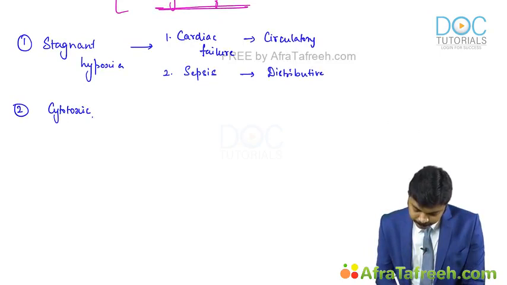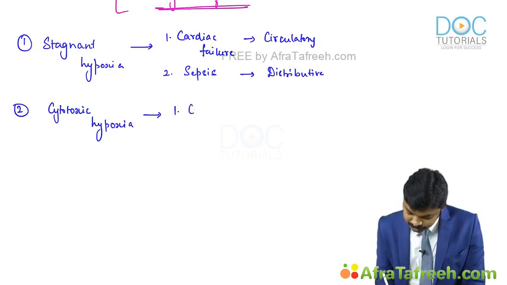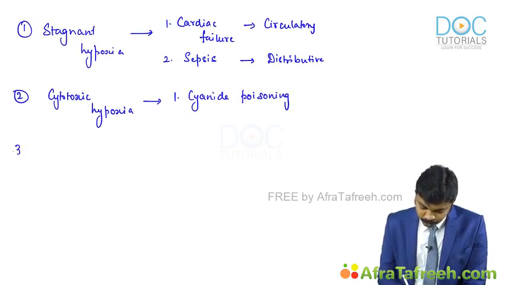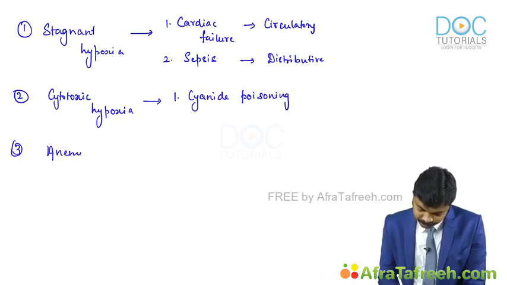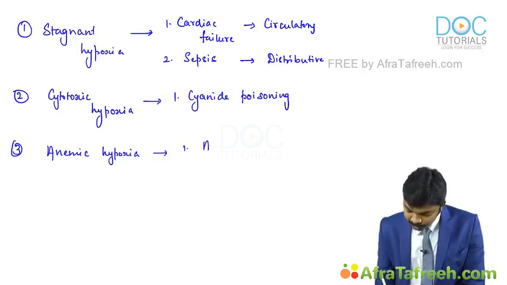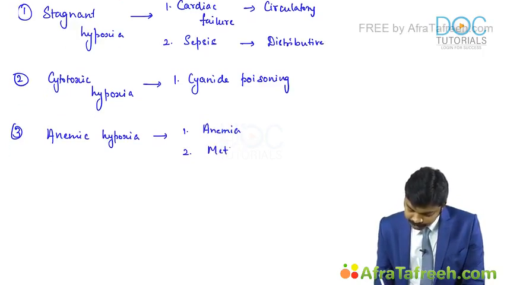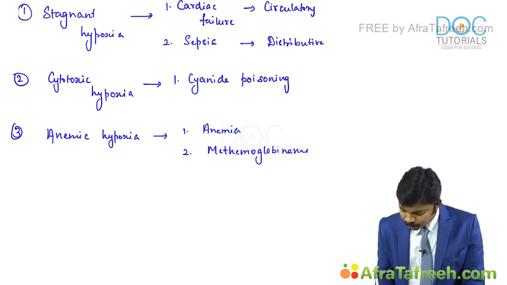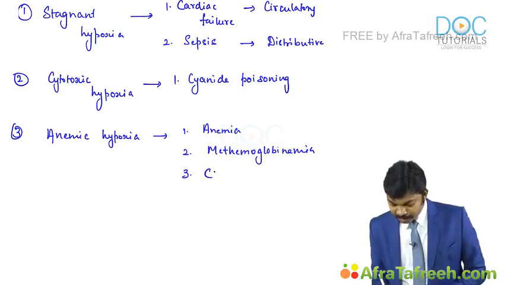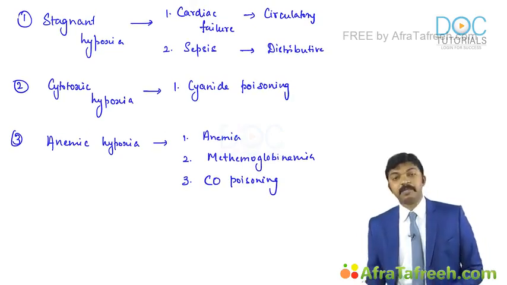Right. Number 2, we discussed about cytotoxic hypoxia, where we saw the one condition, that is cyanide poisoning. Number 3, we discussed about anemic hypoxia, which is quite important, where we had number 1 conditions, anemia, reduction in hemoglobin, number 2, methemoglobinemia. We also have sulfhemoglobinemia, but most important regarding entrance exam is carbon monoxide poisoning. So, stagnant, cytotoxic and anemic hypoxia, doctors.